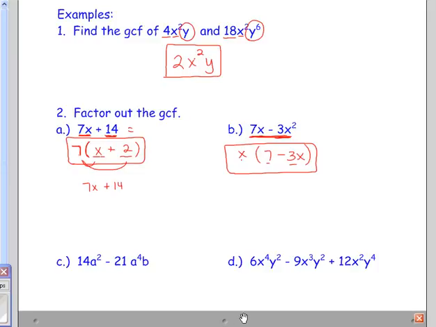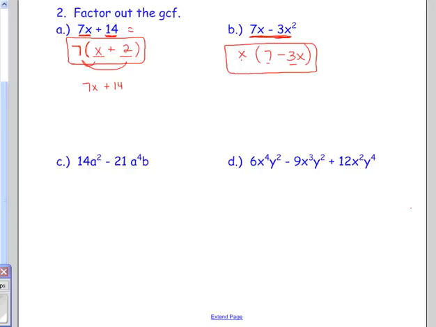Example C says 14a squared minus 21a to the fourth b. Okay, we want to continue as we did in problems A and B, looking for the greatest common factor. So I would look at 14 and 21. What is the highest number that will go into both? And that would be 7.